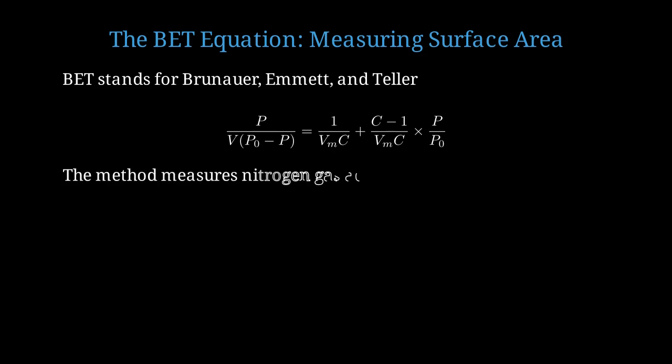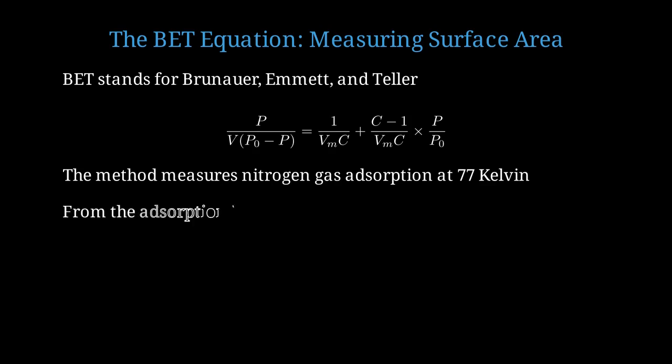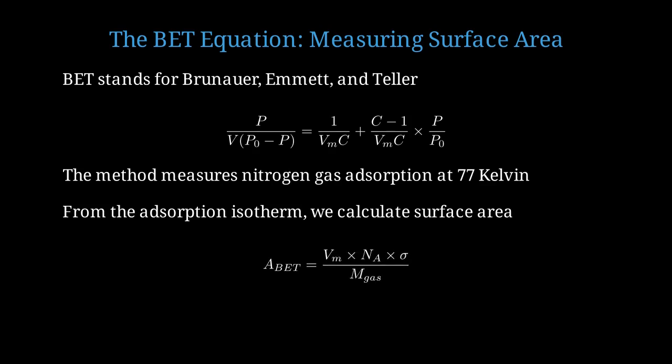The standard method uses nitrogen gas adsorption at 77 Kelvin, which is the boiling point of liquid nitrogen. By measuring how much nitrogen adsorbs at different pressures, we create an adsorption isotherm. From this data, we can calculate the total surface area. The BET surface area equals the monolayer volume times Avogadro's number times the cross-sectional area of one gas molecule, all divided by the molar volume of the gas.